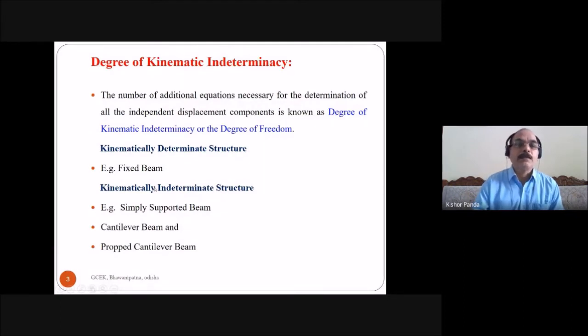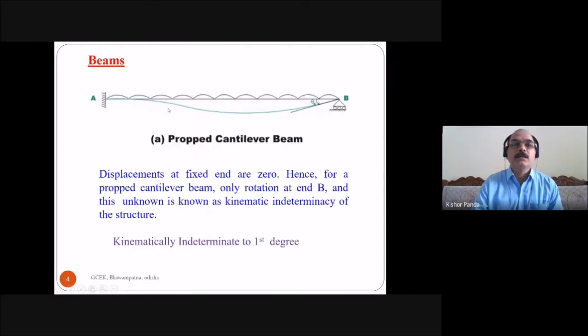So this is the example of a kinematically determinate structure. A fixed beam is your kinematically determinate structure, and simply supported beam, cantilever beam and propped cantilever beam are the kinematically indeterminate structures. This is your propped cantilever beam. Here you see end A is fixed and end B is roller supported.